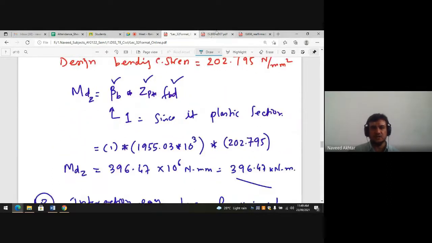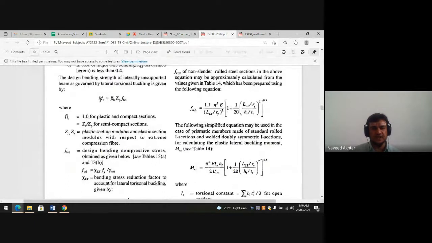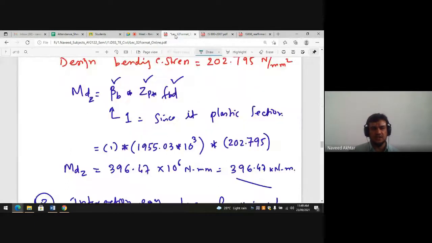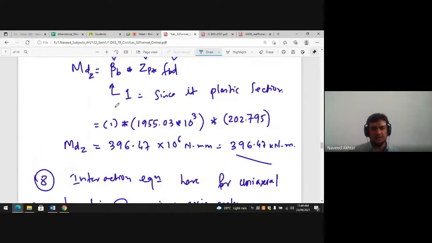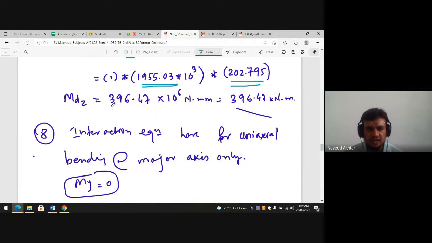From the FBD, you know that the design bending strength MD is equal to beta B ZP FBD. Now put in the values. Beta B is equal to 1 for a plastic section. For the plastic section, ZP you can take from the handbook, ZPZ or ZPY, whichever axis you are finding for, then multiply with the FBD you calculated, and you will get the MDZ value. This is coming to 396.47 kilonewton meter.